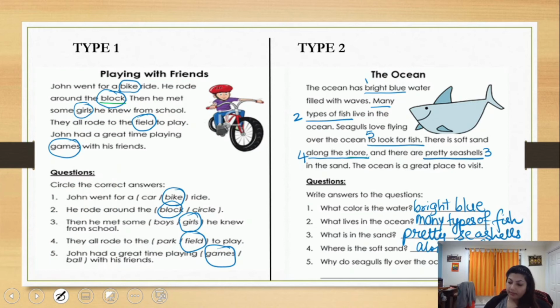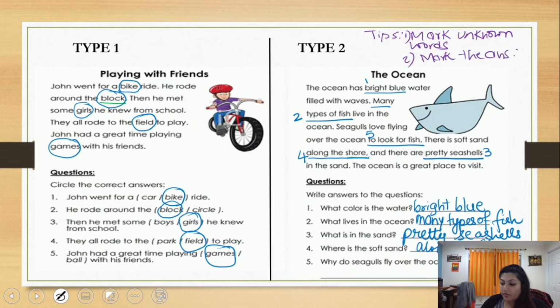So to sum it up, tips are: mark the words you don't know. Mark unknown words. Mark the answers in passage. And then number 3, write them.